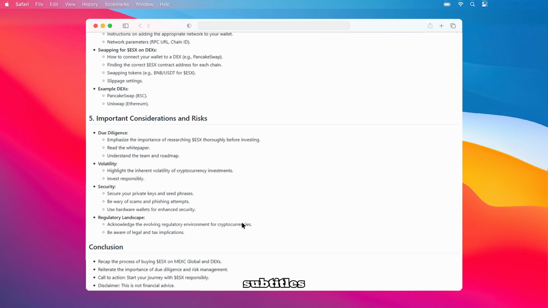In conclusion, we've covered the process of buying $ESX on both MEXC Global and DEXs. Always remember the importance of due diligence and risk management before investing. Start your journey with $ESX responsibly, but keep in mind that this information is not financial advice.